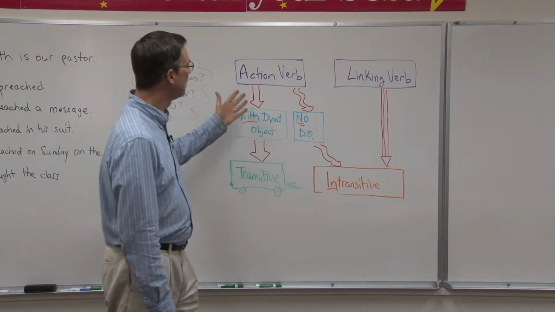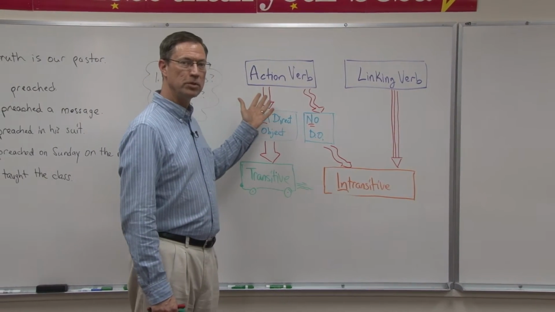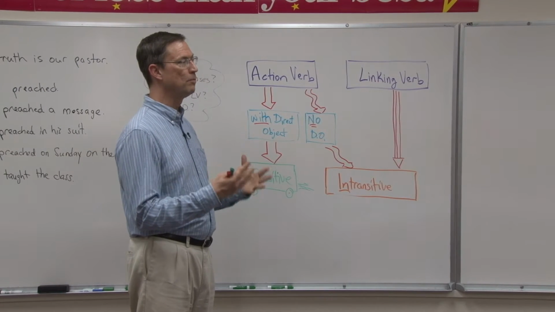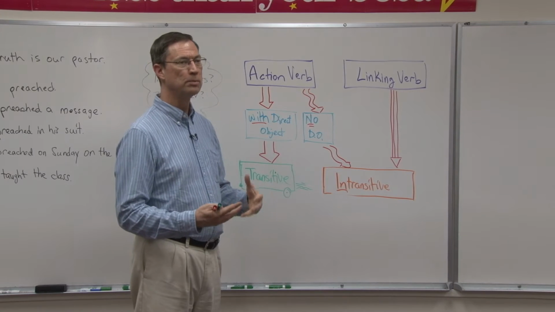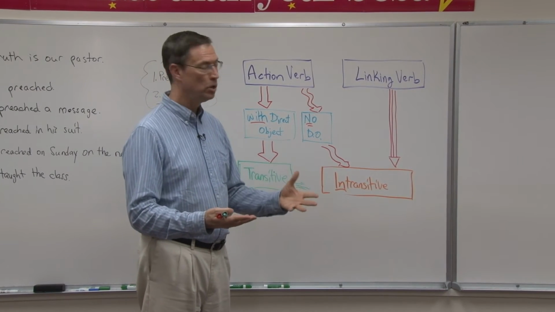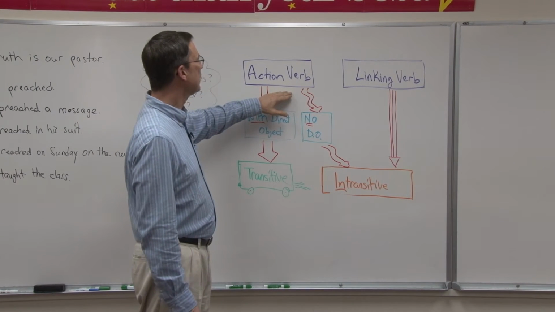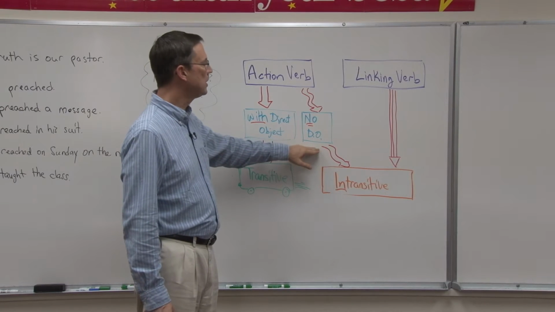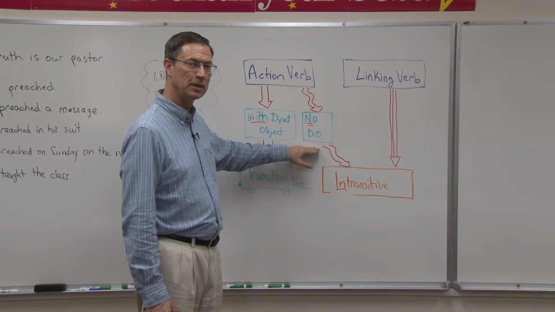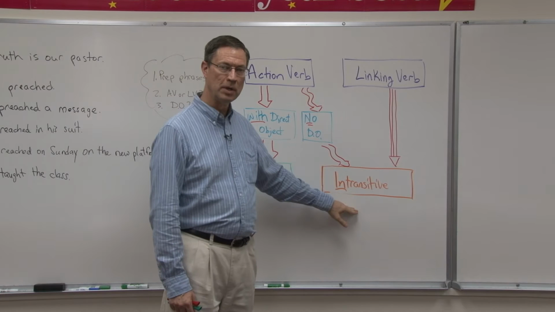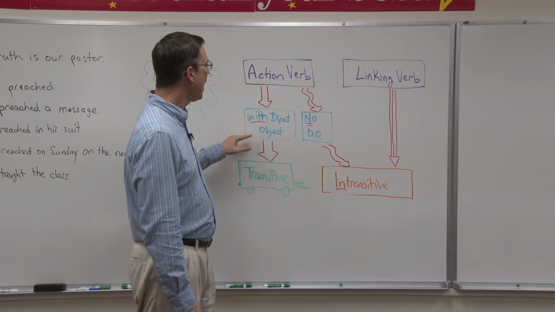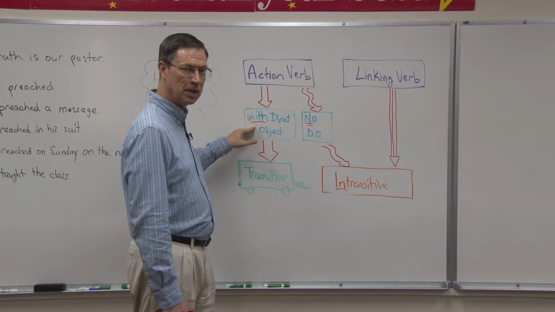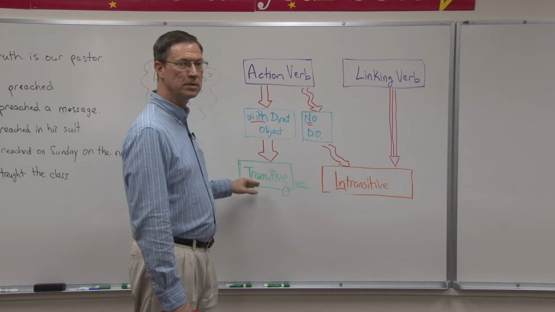Okay, so now let's talk about the action verbs. So the action verbs means that there's something happening. The student threw the ball, the principal gave a demerit, whatever. If the action verb, though, does not have a direct object, then it's intransitive. Okay? If the action verb has a direct object, then we say it is transitive.